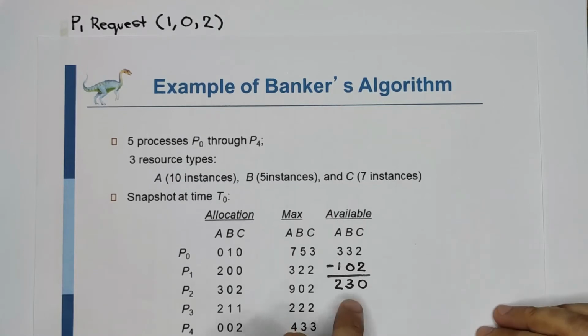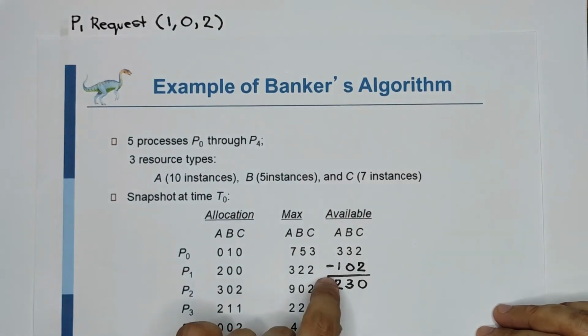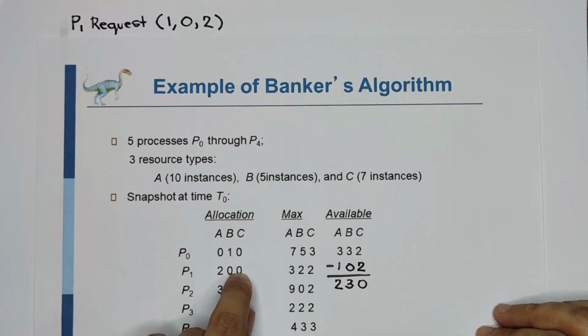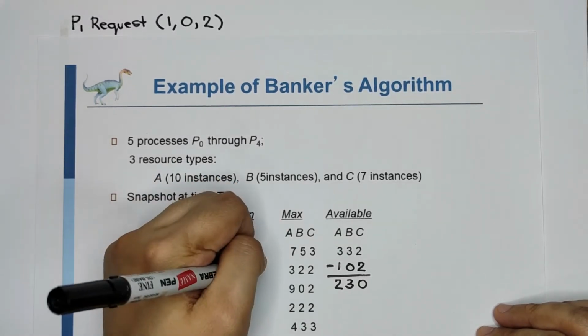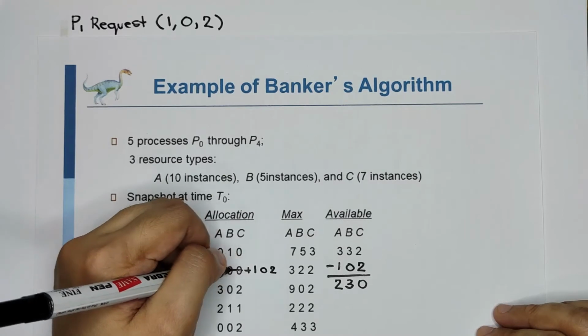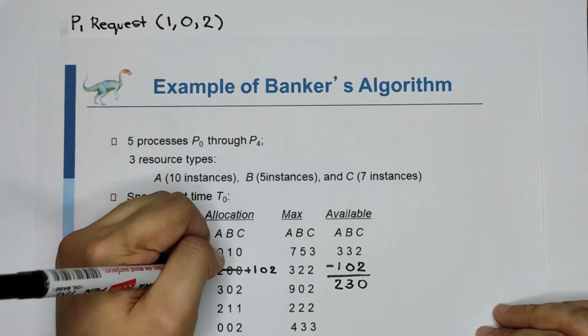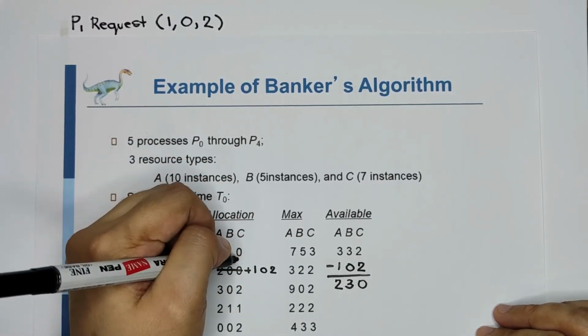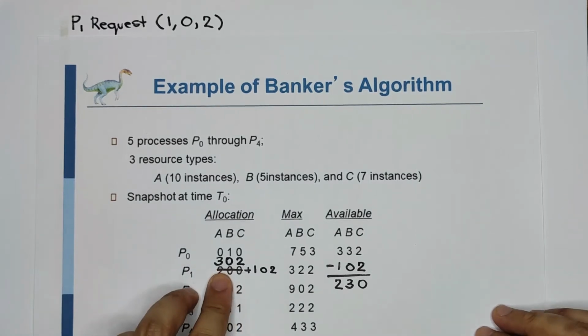Okay. And another one, if you granted the request of P sub 1, which is 1, 0, 2, and then you subtracted it from available, you have to make sure that in P sub 1, you add 1, 0, 2. So, what will be its new value? We have 2 plus 1 is 3. And then 0 plus 0 is 0. And then 2 plus 0 is 2. So, our new value for P sub 1 is 3, 0, 2.